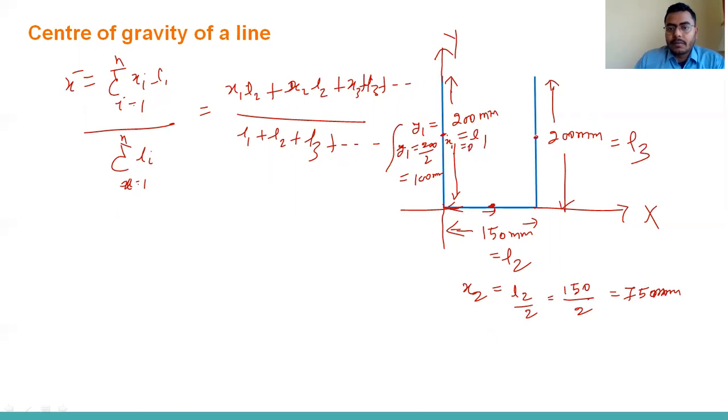Now come to this L3, the third line. The centroid will be here. So y3 will be L3 by 2, and 200 divided by 2 will come 100. And x3 means this length from the y-axis. What is the distance from here to here? This line is 150 mm, so the distance will be 150 mm.